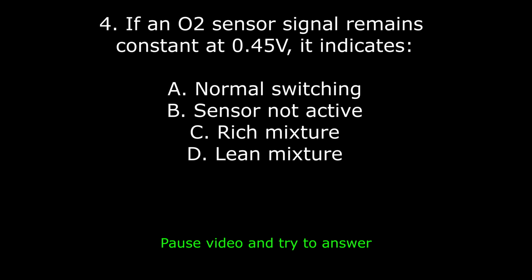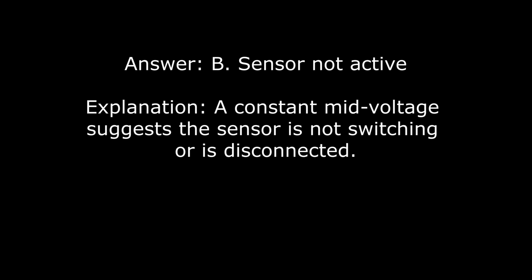4. If an O2 sensor signal remains constant at 0.45 volts, it indicates A. Normal switching. B. Sensor not active. C. Rich mixture. D. Lean mixture. Answer is B. Sensor not active. Explanation. A constant mid-voltage suggests the sensor is not switching or is disconnected.